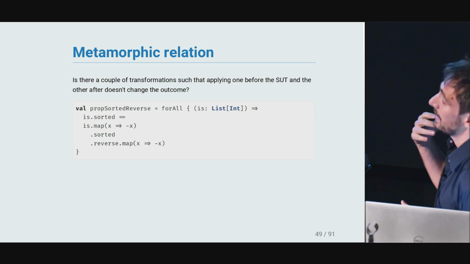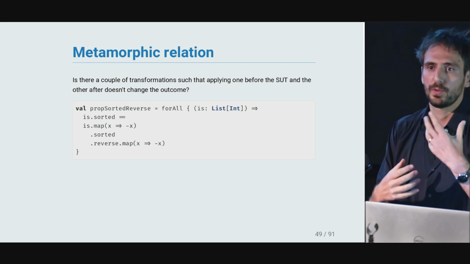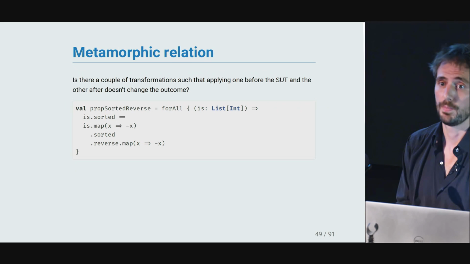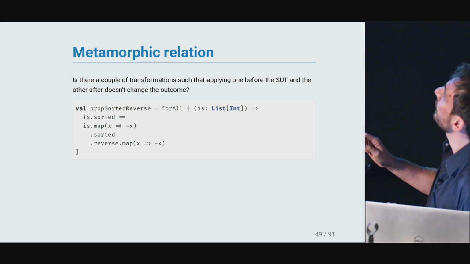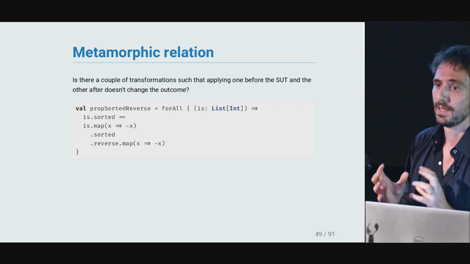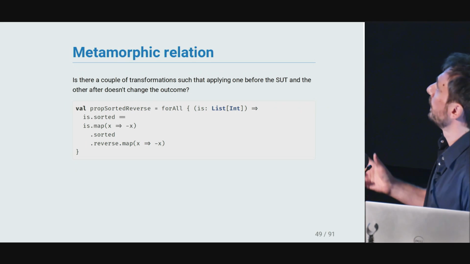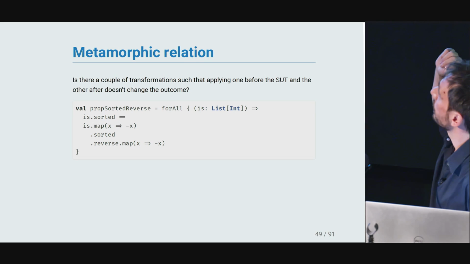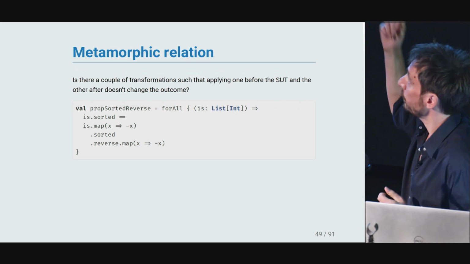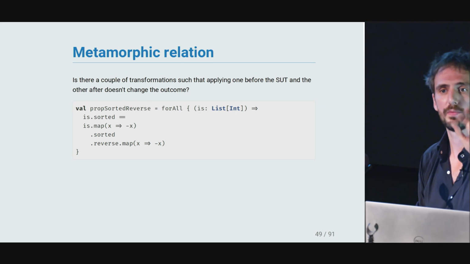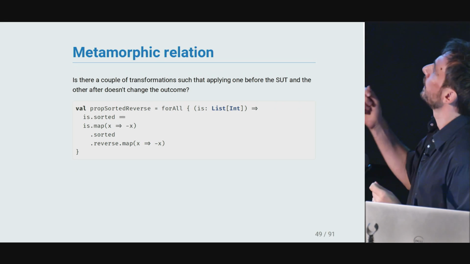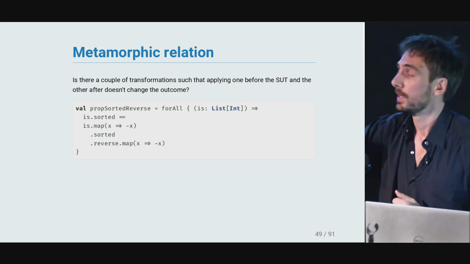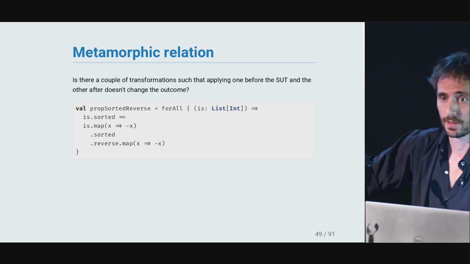A metamorphic relation is a couple of transformations, such that if you apply the first one before the system under test and the second one after the system under test, the outcome doesn't change. So this is a bit abstract. A concrete example would be for sorting lists. If you first invert every number in your list, then you sort, then you reverse the output and invert the numbers, you should get exactly the same thing as the input.